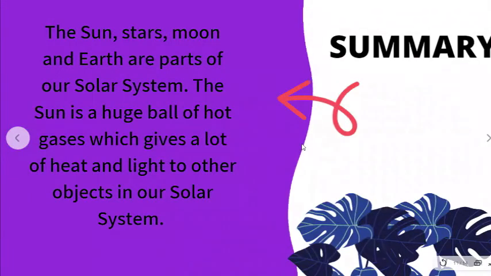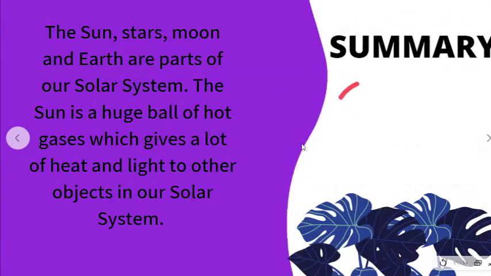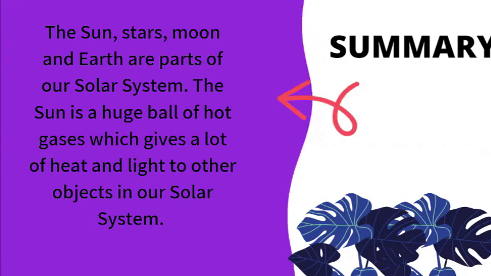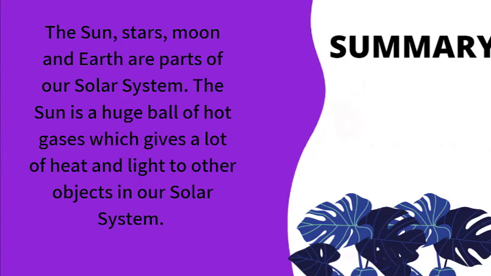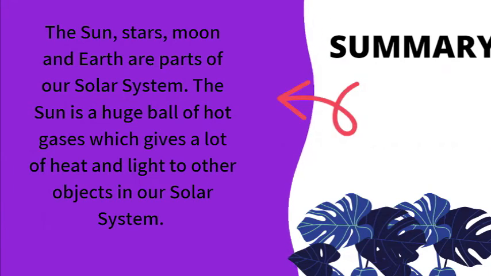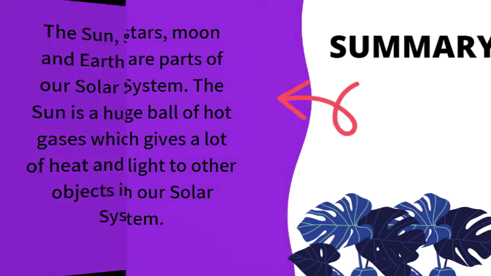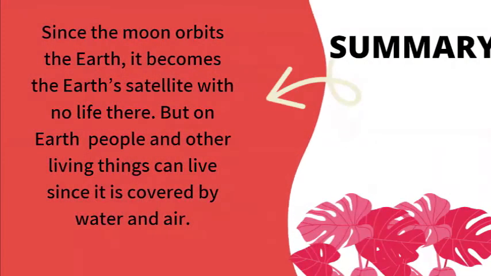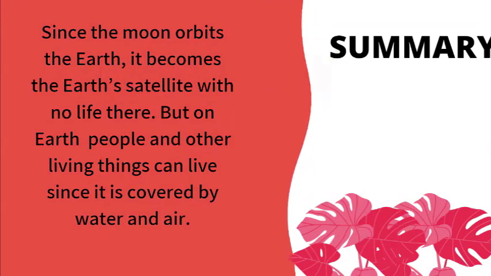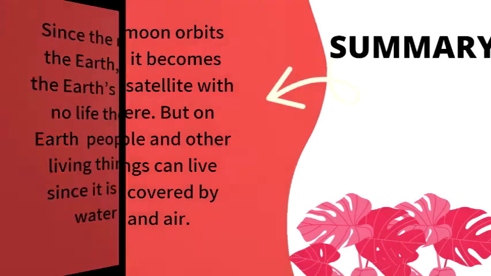Let us summarize the discussion today. The Sun, stars, moon, and Earth are parts of our solar system. The Sun is a huge ball of hot gases which gives a lot of heat and light to other objects in our solar system. Since the moon orbits the Earth, it becomes the Earth's satellite with no life there. But on Earth, people and other living things can live since it is covered by water and air.